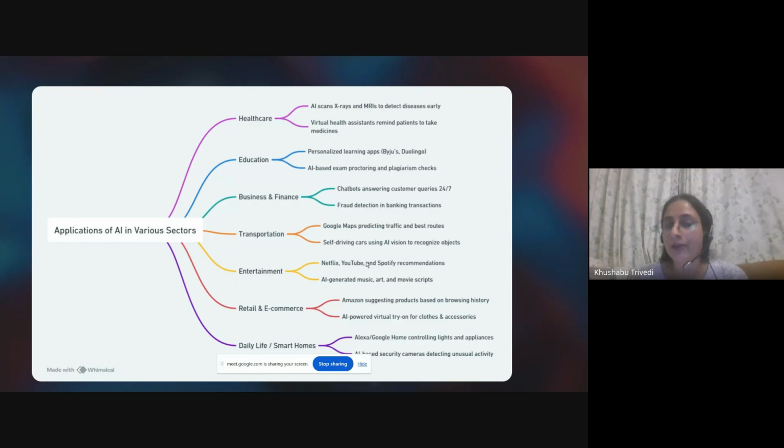AI-powered virtual try-on is also used for clothes and accessories, for spectacles. You can see Lenskart also uses this try-on, right? And many other websites are using these AI techniques to increase profit and attract customers. In our daily life also, we are using AI, like Alexa and Google Home controlling lights and appliances, and security cameras detecting unusual activities. So these are the applications of AI in various sectors, right?